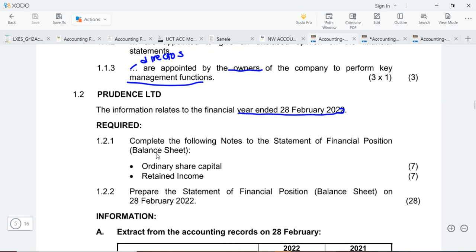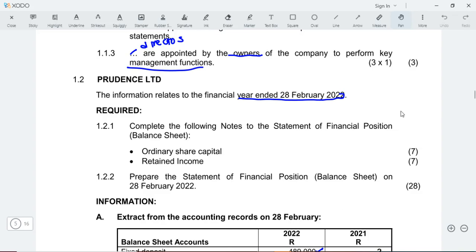And then here they say Prudence Ltd, the information relates to the financial year ended 28 February 2022. I said when the information is like this, you need to make sure that you always establish your financial period. So we need to know that from what we have here, when does our year start and end. If the year ends on 28 February 2022, it will start on 1 March 2021. And this information is very important to be able to do our calculations correctly.